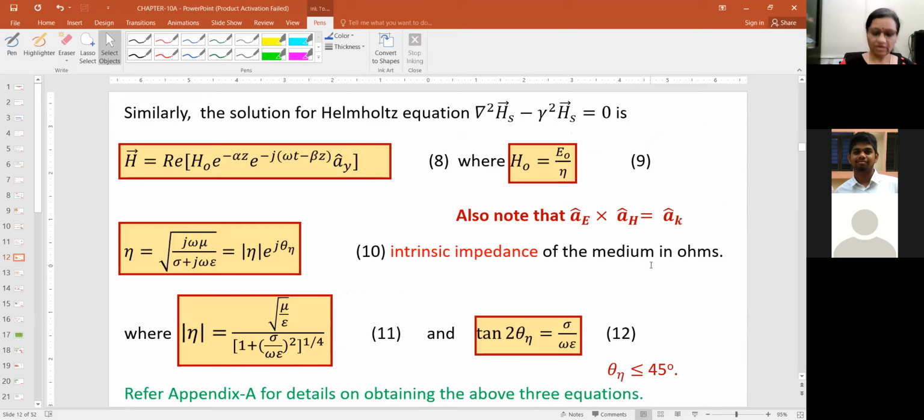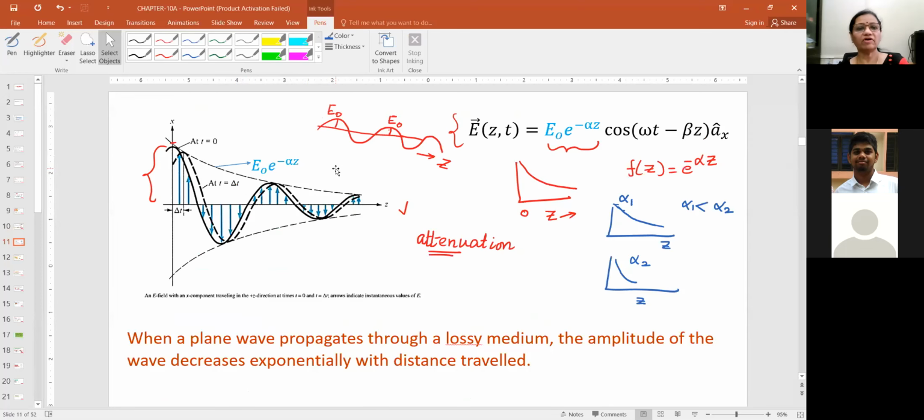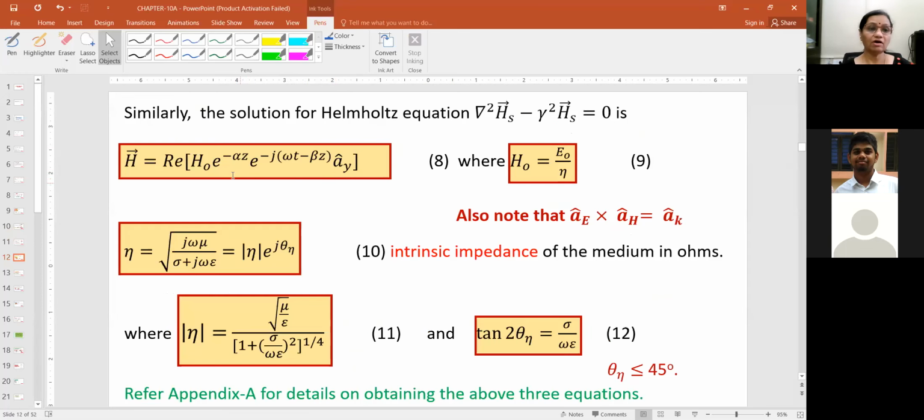Let's see what that alpha is. Similarly, if you had started with the other Helmholtz equation, the one involving the magnetic field, then also you would have arrived at a similar equation: the real part of H naught e to the power of minus alpha z, e to the power of minus j omega t minus beta z, a y. But now there is something different here. Instead of an E naught, you are going to have an H naught, because this is H. H naught will be the amplitude when z equals 0.